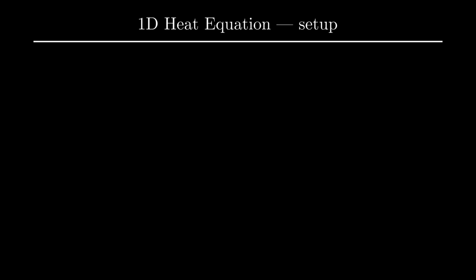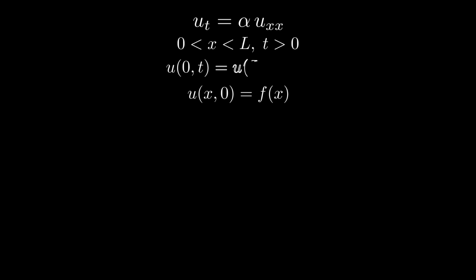The 1D heat equation. The 1D heat equation is given by a partial differential equation U sub t equals alpha U sub xx, which denotes a second partial derivative. The boundary conditions and the parameters are shown on the screen. What this represents is a rod with endpoints labeled 0 and L.